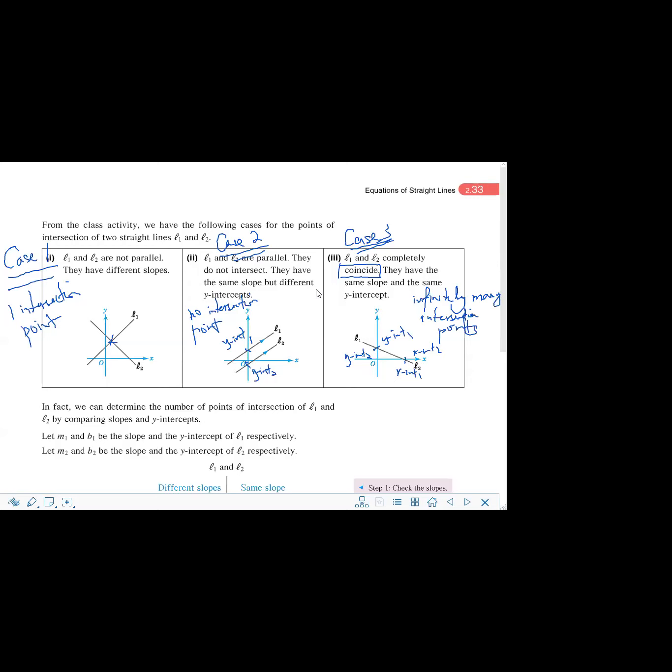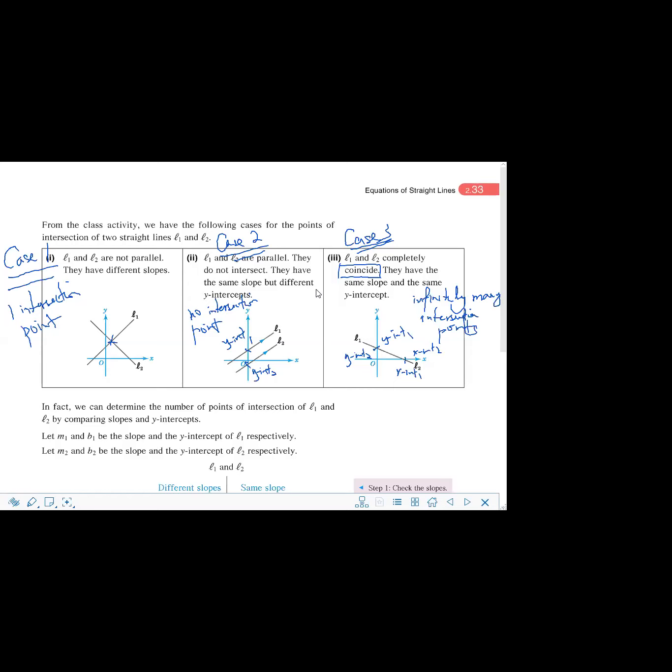咁就係而家要講啦。Okay, so we're going to learn what we should calculate in order to distinguish between case 1, case 2, and case 3 when the question just gives us the equation of line 1 and the equation of line 2.